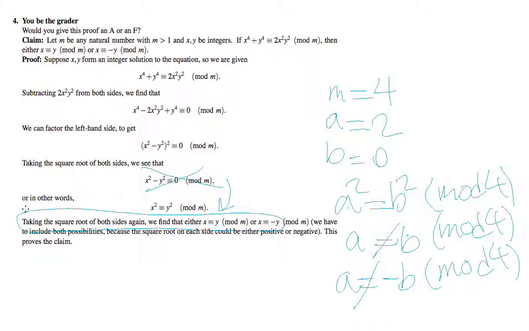Okay, so the grade we are going to give this proof is F, and we have found two errors which make us give this grade.